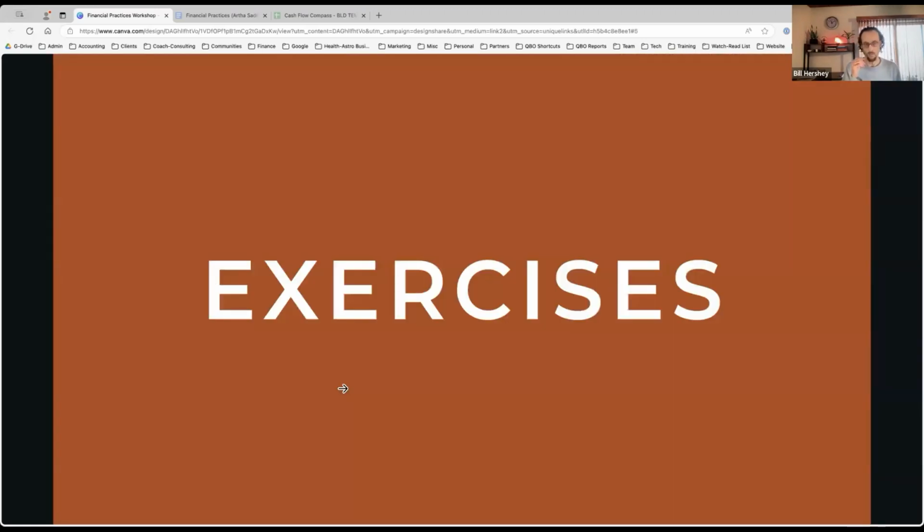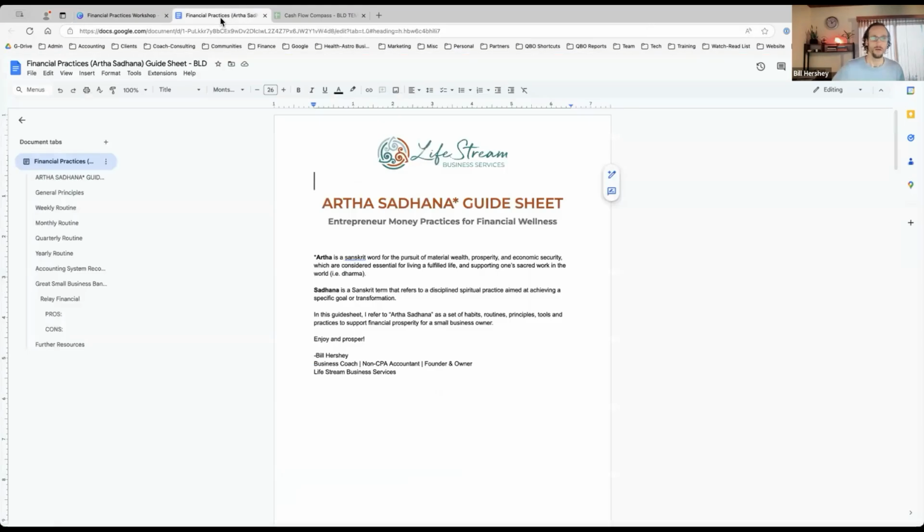Okay, so we're going to get right into the exercises here today. I'm going to share my screen. Oh, we're already sharing my screen. So I'm just going to flip over the tab. I kind of like having the tabs up here. I can just jump back and forth.